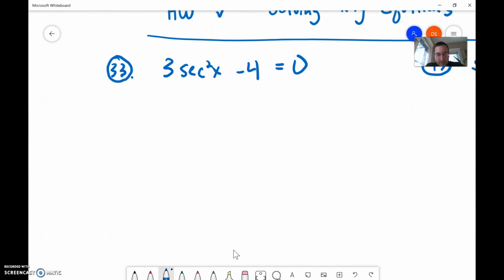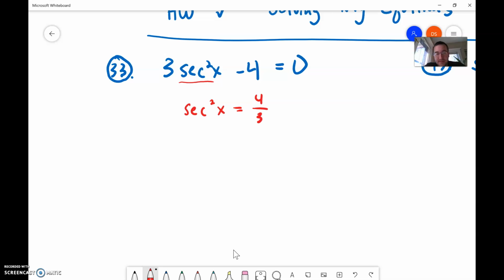So we look at this equation and we've got 3 secant squared minus 4 equals 0. That's one trig term, so I need to isolate it. So I'm going to add 4 and divide by 3 and get to this point.